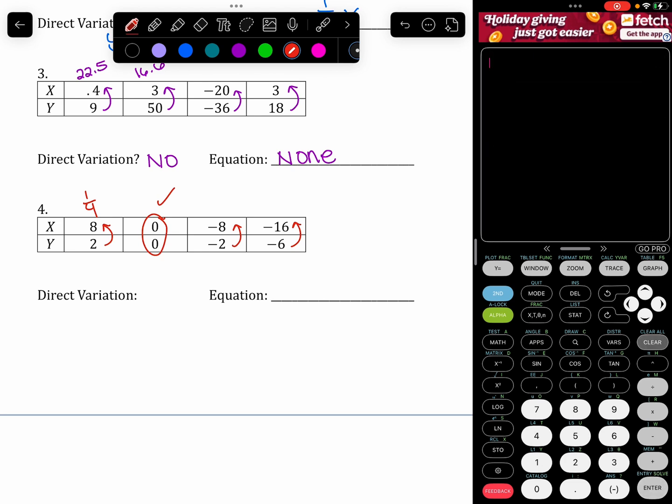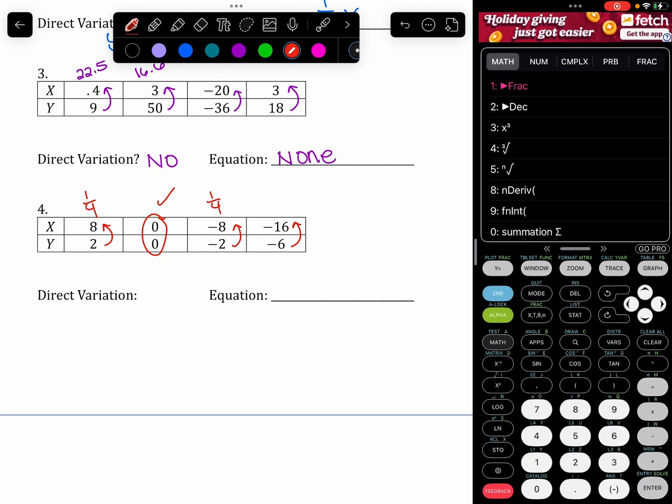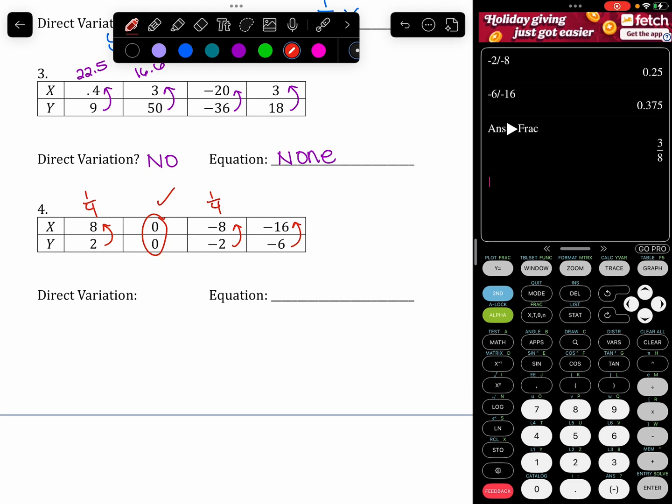All right, so I'm going to do 2 divided by 8, which gets me 1/4 as a fraction. You can do math, enter. Okay, let's do negative 2 divided by negative 8. That also gets me 1/4. And then negative 6 divided by negative 16, ooh, that gets me 3/8.